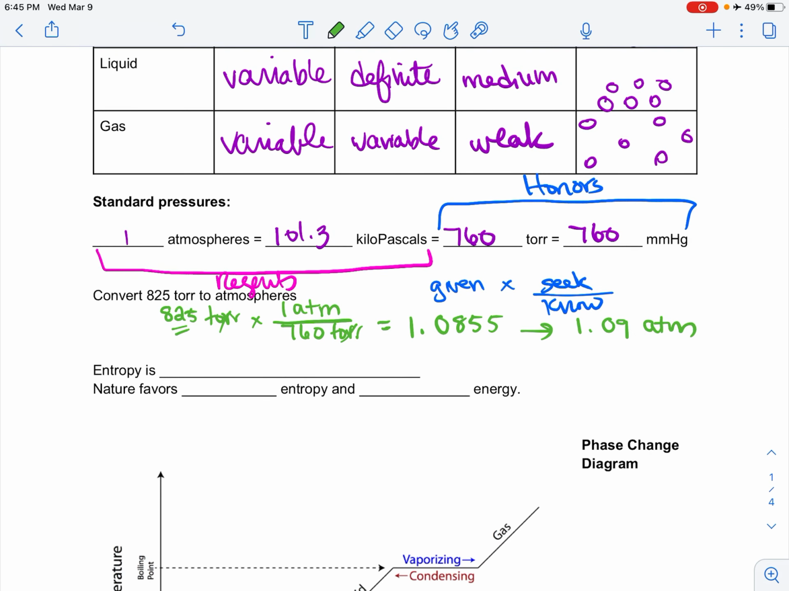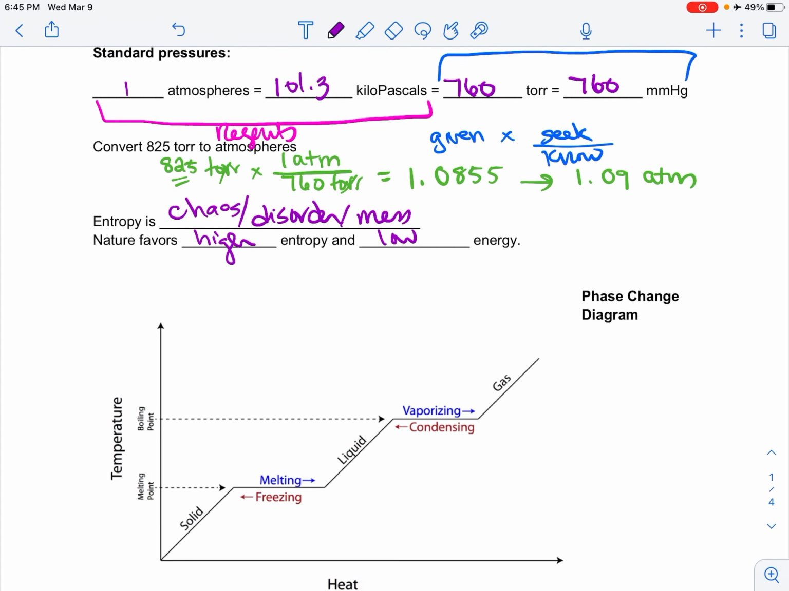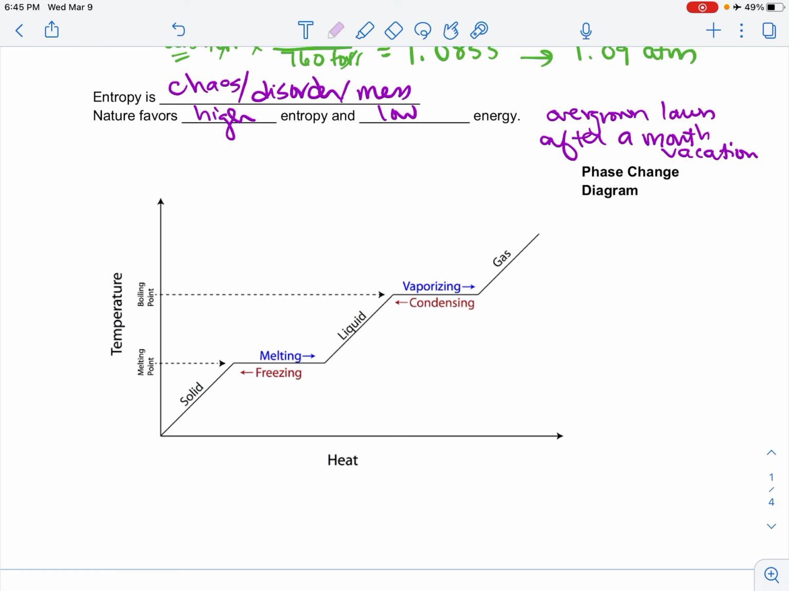Okay, entropy. Entropy is defined as chaos, disorder, or perhaps mess. Nature favors high entropy and low energy. So think about an overgrown lawn after a month vacation. So the lawn just grows crazy. That's what nature favors. This is called the phase change diagram.